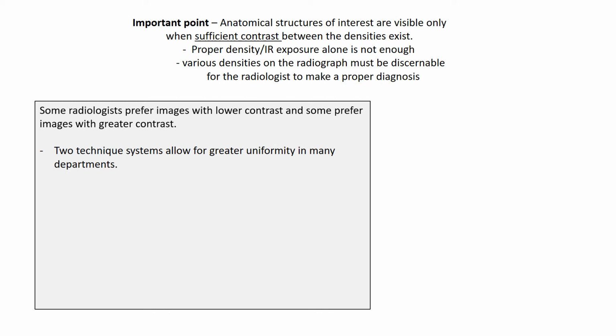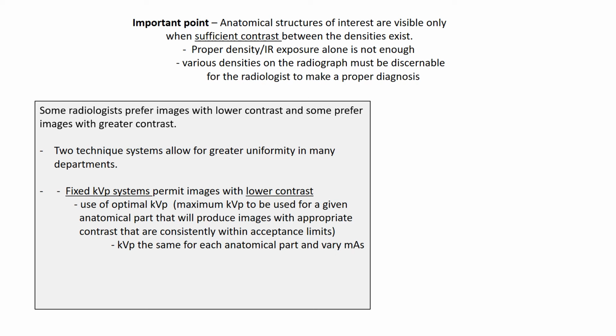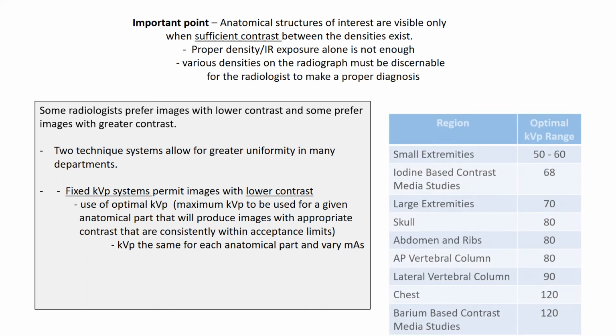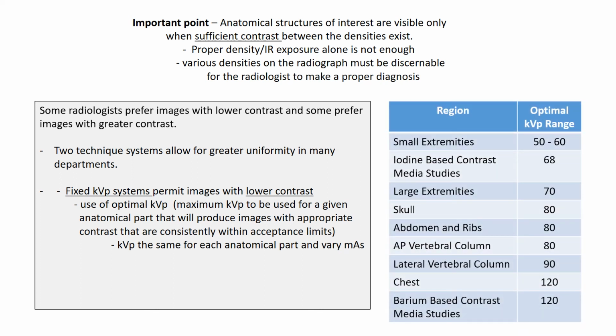Two technique systems allow for greater uniformity in many departments. Some departments, in fact most departments, use what's called a fixed kVp system, which permits images with lower contrast. With this type of system, we use what's called the optimal kVp. The optimal kVp is the maximum kVp to be used for a given anatomical part that will produce images with appropriate contrast that are consistently within acceptable limits. So the highest kVp possible for the given part that will still give you good contrast.